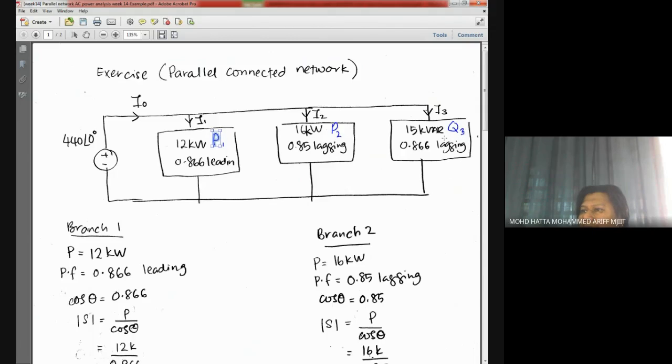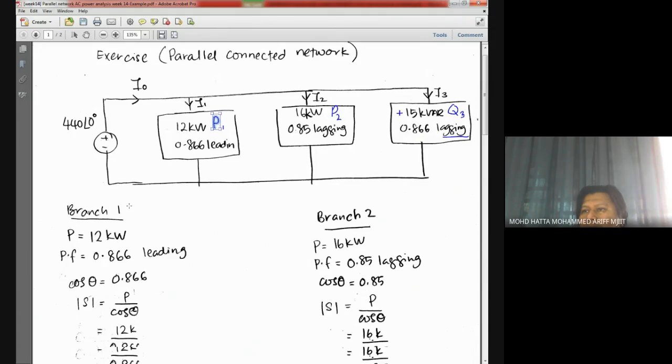And Q over here is a positive Q because we have a lagging power factor. So here I will expect this 15 kVAR is a positive value because of this lagging power factor. Anyway, we go through the solution first. Now, we focus on branch number one first.